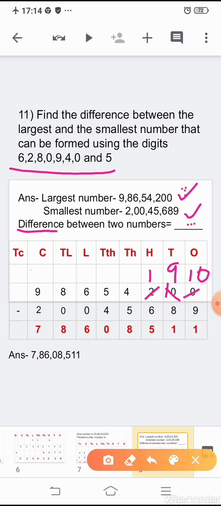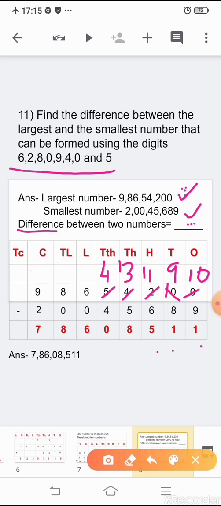Now 10 minus 9 is 1. Again 9 minus 8 is 1. Again from 1 you cannot subtract 6. So you will borrow from the thousands place. This will become 3, 11. Now 11 minus 6 is 5. Now from 3 you cannot subtract 5. So again you will borrow from the 10,000s place. This will become 4. This will become 13. Now 13 minus 5 is 8. 4 minus 4 is 0. Now 6 minus 0 is 6. 0 subtracted from 8 is again 8.